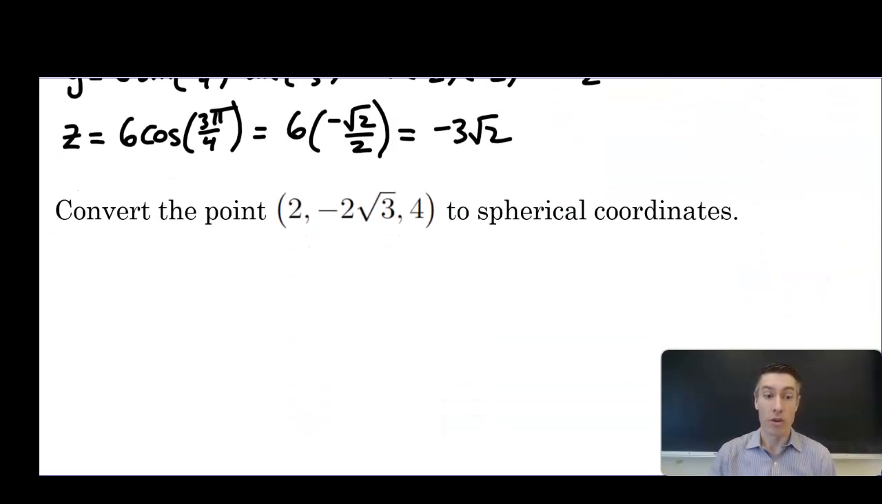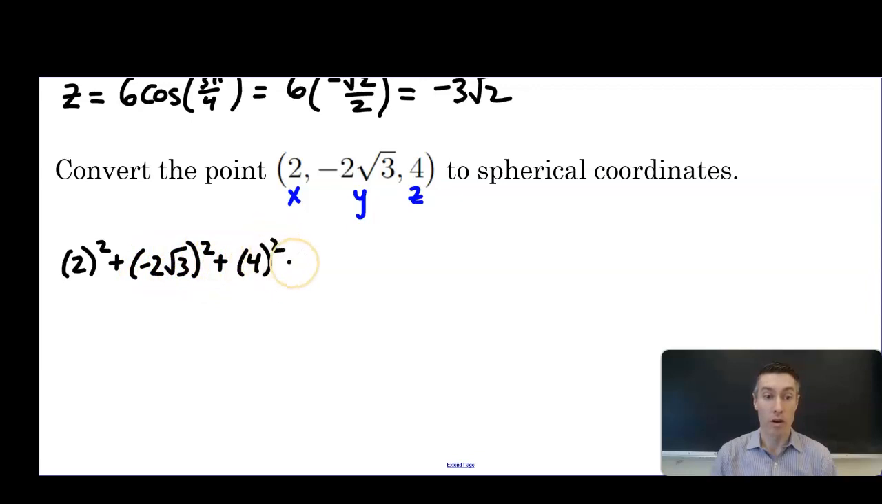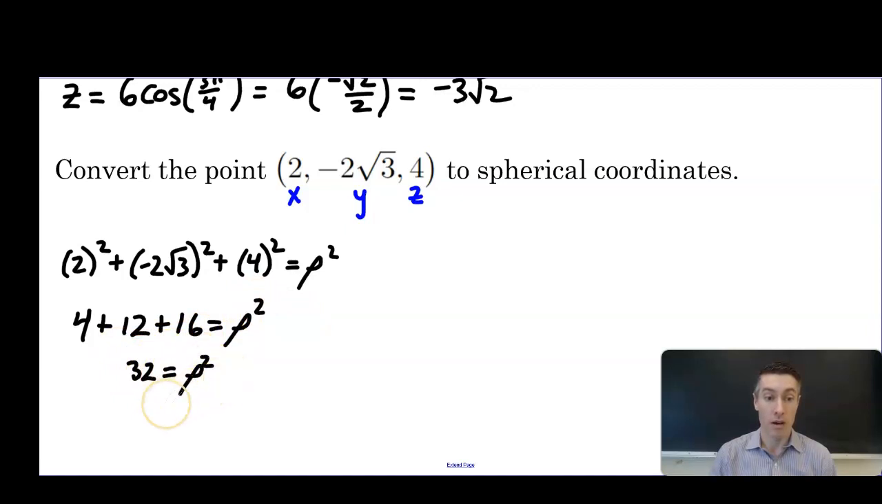If we go in the other direction, so convert the point 2, negative 2 root 3, 4 to spherical. So now we're dealing with an x, a y, and a z. So we'll start by using x squared plus y squared plus z squared to find rho squared. So 2 squared plus negative 2 square root of 3 squared plus 4 squared equals rho squared. So 4 plus 12 plus 16 equals rho squared. 32 equals rho squared. So square root of 32, 16 would be 4 square root of 2 equals rho.